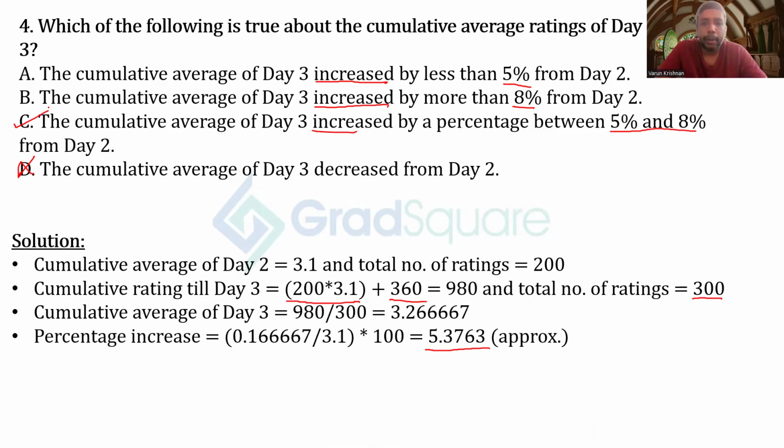You should in fact absolutely use the on-screen calculator given on the day of the examination. Use it to get to the exact value so that you're not approximating it to 5%, because if you approximate it to 5%, you might end up marking the answer as A. But the answer is C because it's slightly more than 5%, so it lies between 5 and 8%. So these are the answers to the 4 questions of this set.